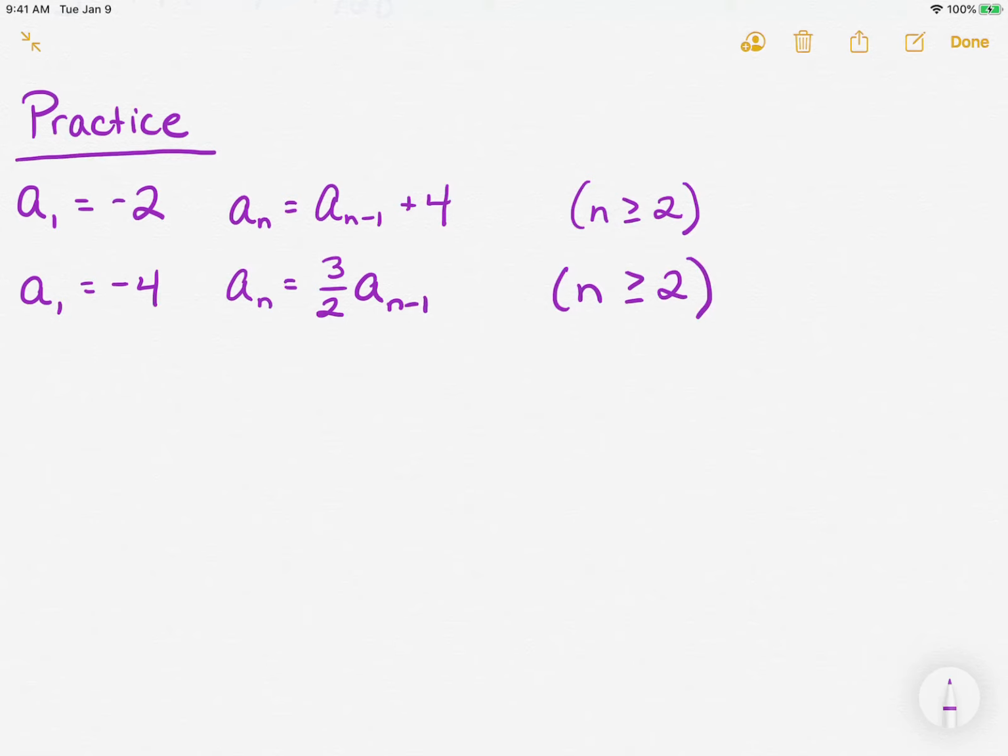So n is going to be 1, 2, 3, 4, 5. And then the first one, we don't do any math because it says the first number is negative 2. Next one will be negative 2 plus 4, which is 2. The next one will be 2 plus 4. And the next one will be 6. Oh, no. Let's get this written down first and we'll go step by step.